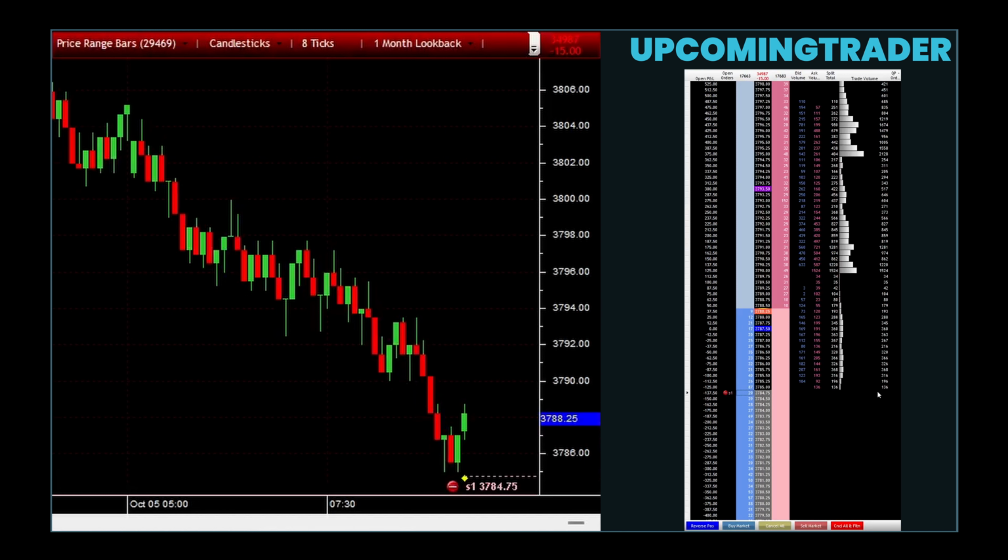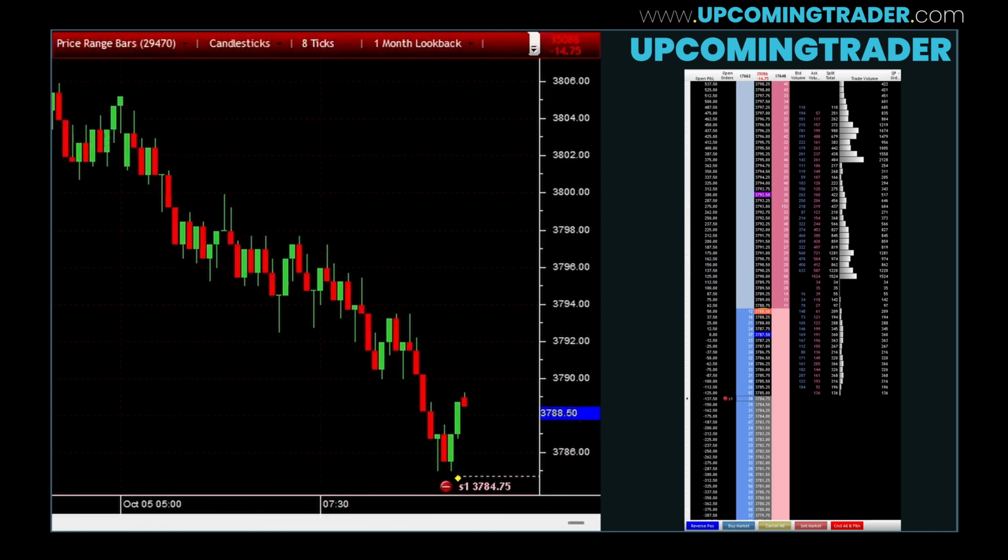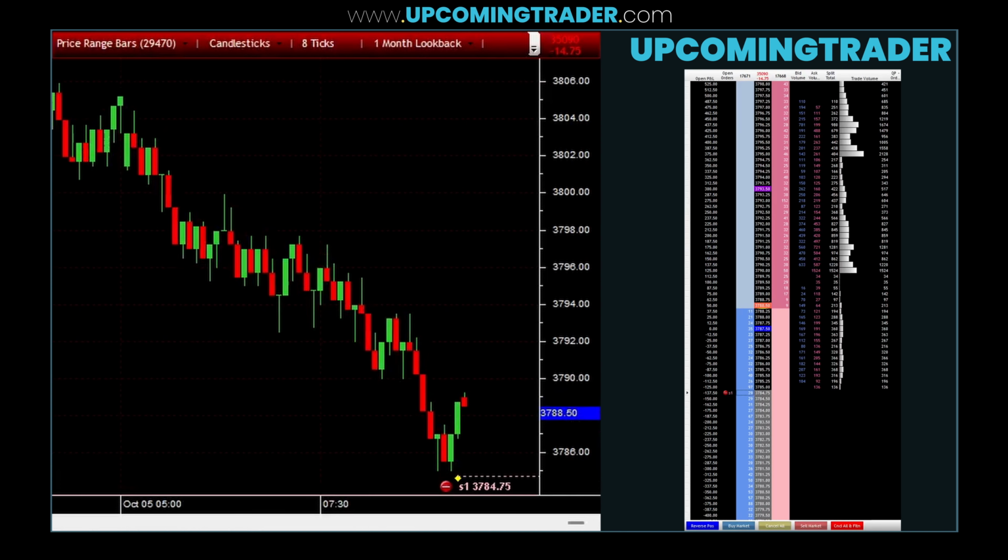Another similar pattern is the dark cloud cover, which occurs over 2 days. On the first day, there is a robust upward trend signified by a large bullish candle. The following day opens at a new high but closes below the midpoint of the previous day's candle, suggesting a shift toward a bearish market.